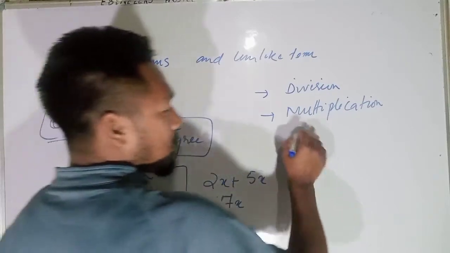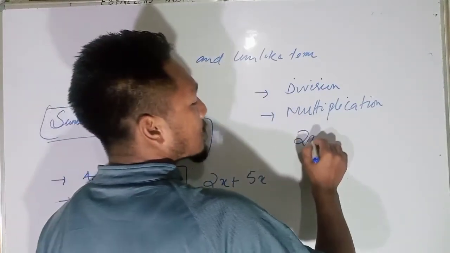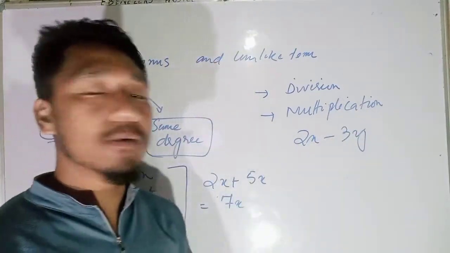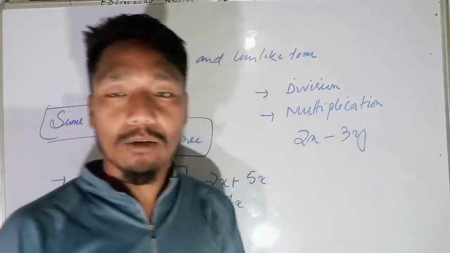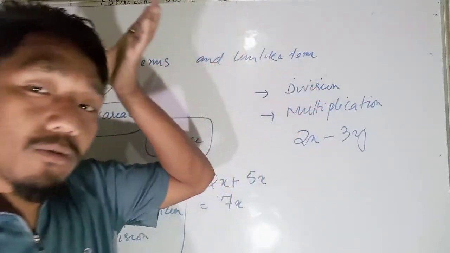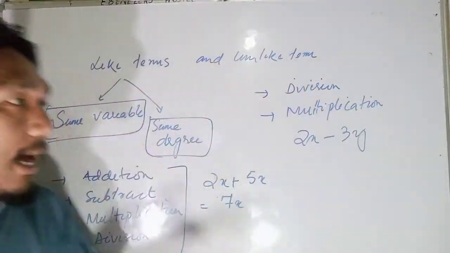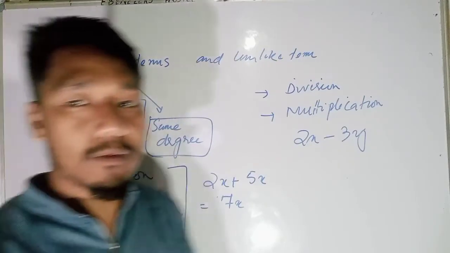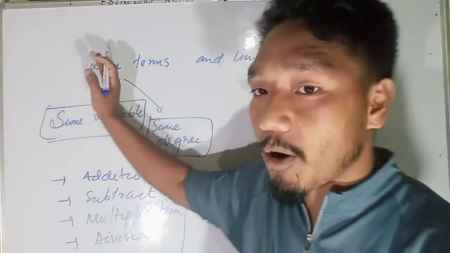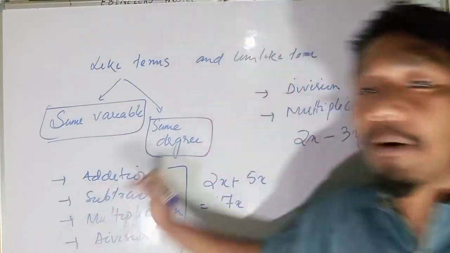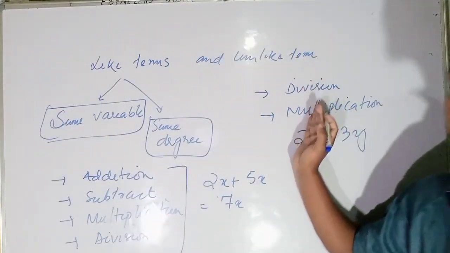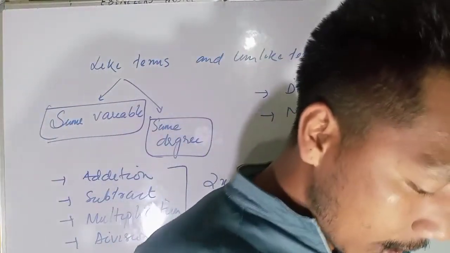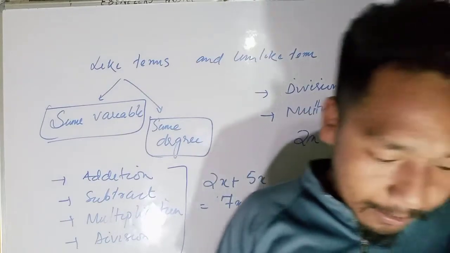But here, 2x minus 3y are unlike terms, so we cannot subtract them, because they are x and y. In unlike terms we can only do divisions and multiplication, but in like terms we can do addition, subtraction, multiplication and divisions, all the operations. So this is all about the basics of algebraic expressions.